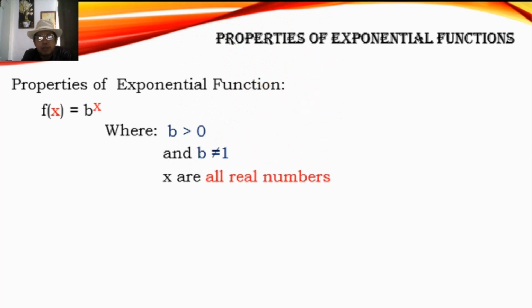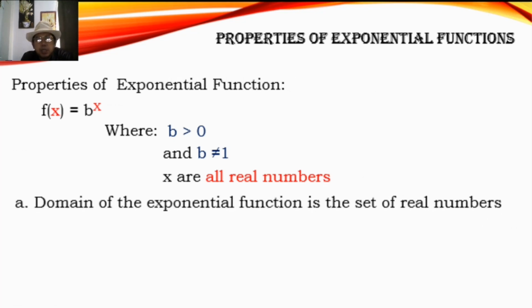The values of x in the exponential function are all real numbers. Meaning to say, x can be a negative number, a decimal number, a whole number, and even 0. One of its properties: the domain of the exponential function is the set of all real numbers, meaning the values of x are all real numbers.